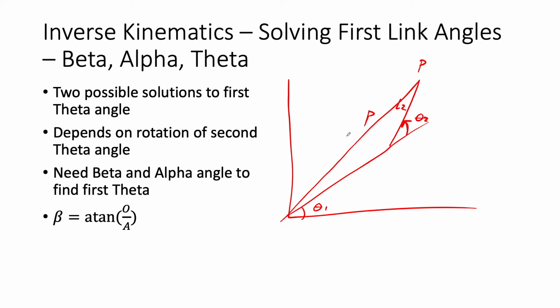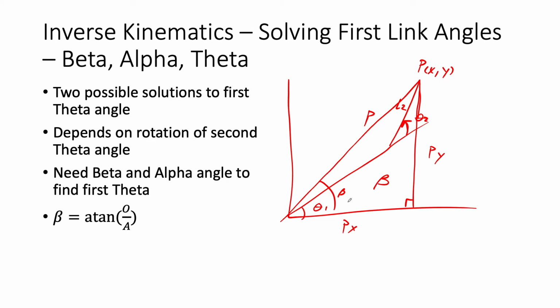So, okay, how do we solve theta 1? Well, remember, we have our x and y components of this point P. So this is going to be px, this is going to be py, and we've constructed what I call, and some people maybe call, a beta triangle. So we have a right triangle here that we're going to use to find this beta angle.